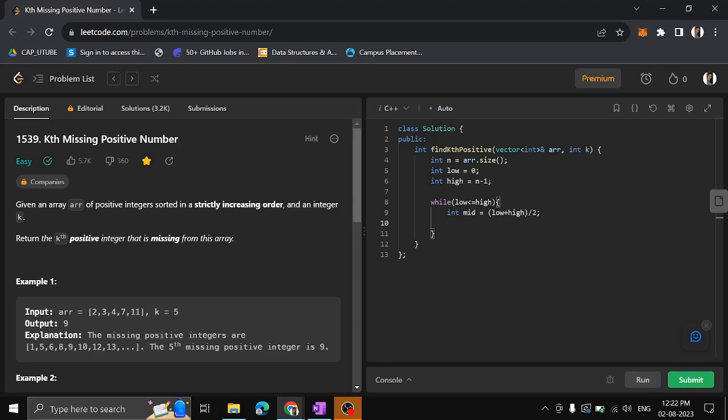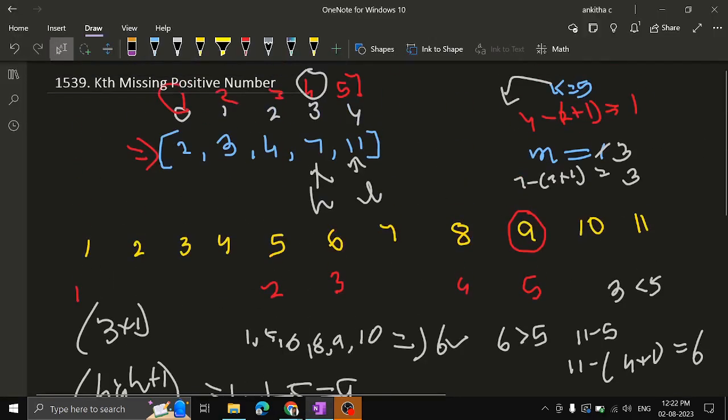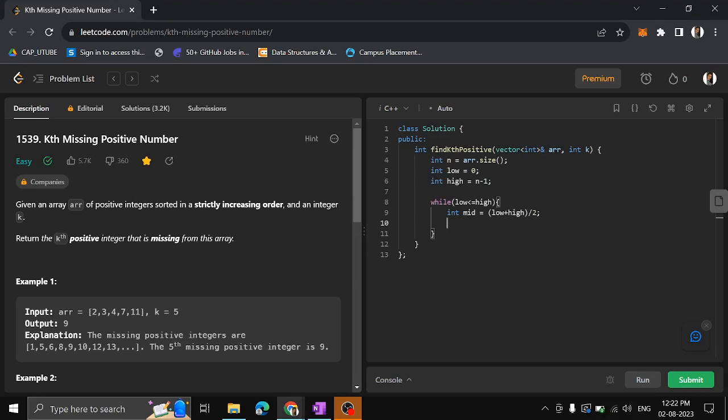After you compute the mid, the next thing you will compute is the missing number. So what is the missing number? This particular element minus index plus 1. Why index plus 1? Since the indexing starts from 0, index plus 1 will give you the actual element that should be present at this index. So that's why we'll have an int missing equal to array of mid minus the index, that is mid plus 1. So that is the kth missing number at this particular position.